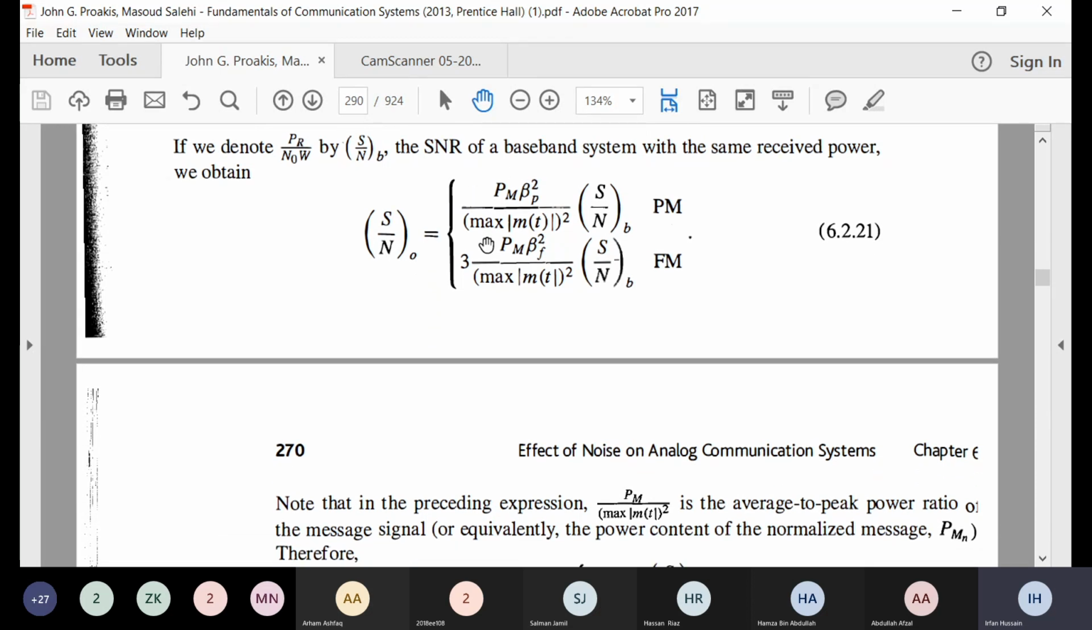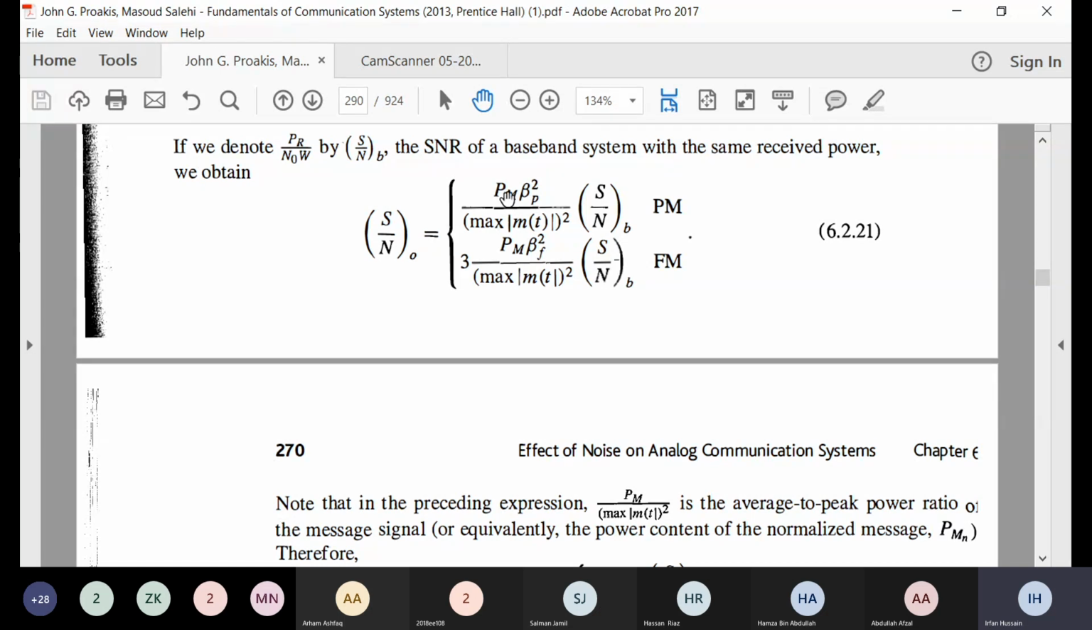Again, you can see what PM over max MT square is. PM is actually the integral of MT square. We have seen this many times: 1 over T, integral from minus T over 2 to T over 2, of MT square. But if we divide this by max MT, this becomes a normalized signal, and squared, this will be MT over its maximum, whole square. This will be the MN square signal, or the normalized signal.